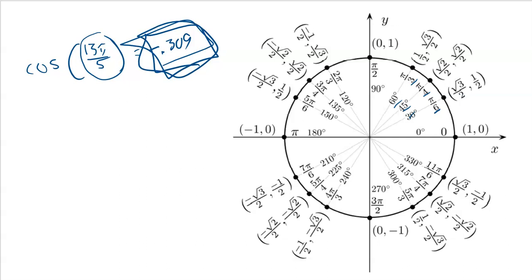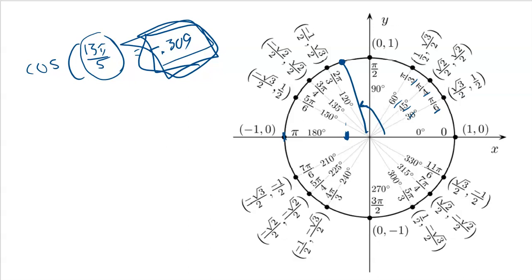Negative 0.309 would be somewhere maybe right around here-ish, right? This is negative 1, so negative 0.309 would be somewhere right around here. So 13 pi over 5 would probably be somewhere in this vicinity. But again, don't worry about that, right? It finds it for me.